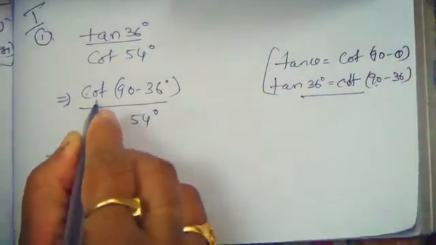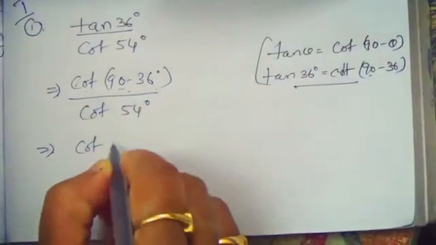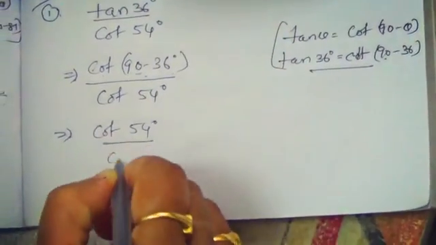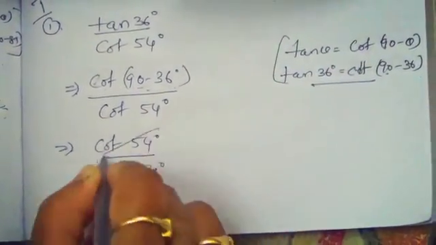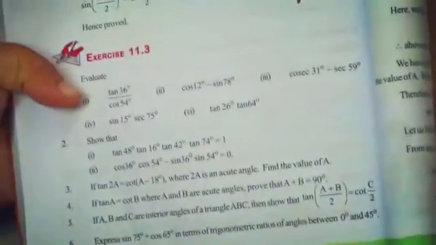That implies cot(90 minus 36). 90 minus 36, what is the value? 54. So cot 54 by cot 54, you just cancel it. The value you will get is 1. Okay, so the first sum is completed. Here we have the second sum.